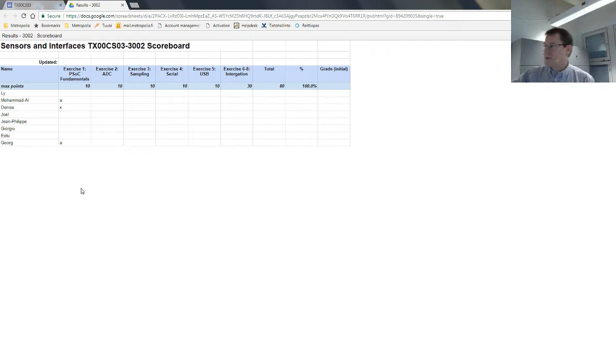Then we have the A to D conversion exercise. Then there's sampling. Then serial communication, and then, wait a minute, USB. I need to take a look at if this actually is worth a full exercise or not. But anyways, we will have the exercise for calibration. Okay, so those are the exercises.